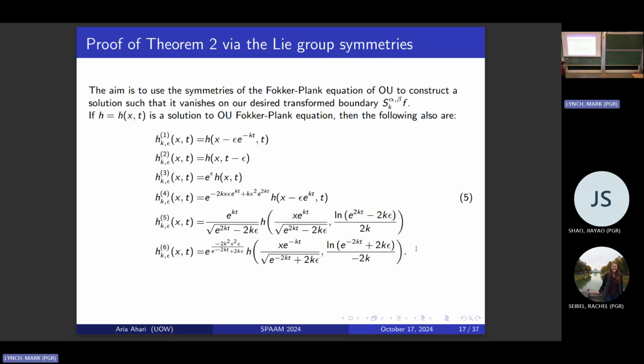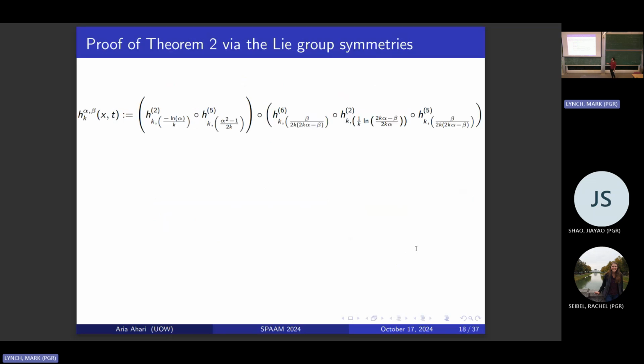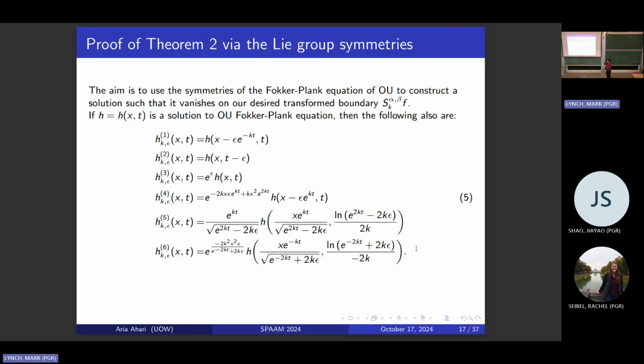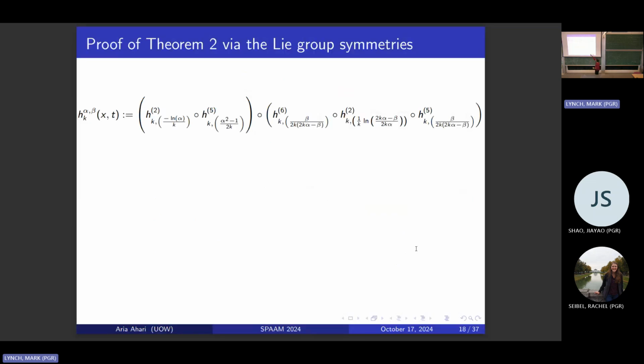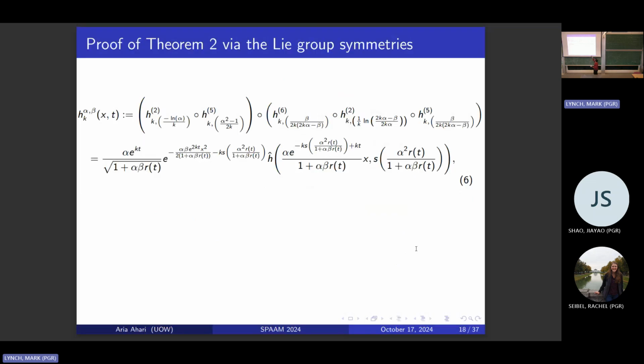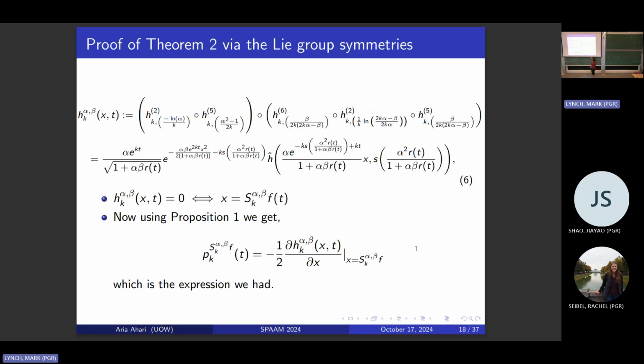But anyway, you can use these symmetries to find, hidden inside, this SK alpha beta transformation. Meaning if you compose them in a very specific way, which also looks complicated, you get a function which essentially vanishes at the boundary. It looks ugly, but I just wanted to show you that with the PDE way, you can also find this thing hidden inside it. And essentially, it proves that it's the only transformation which exists.